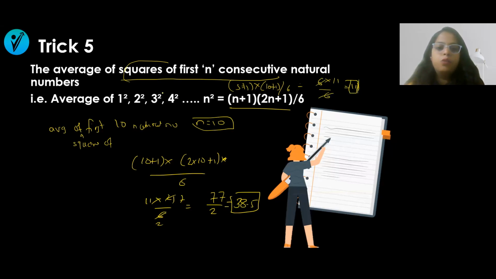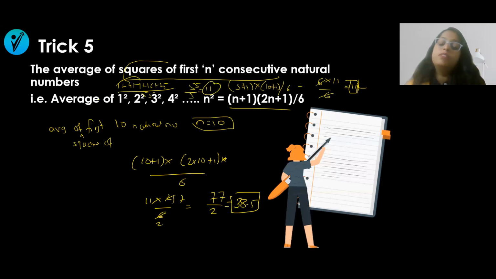Is it? Like suppose 1 square is 1, 2 square is 4, 3 square is 9, 4 square is 16, 5 square is 25, whole divided by 5. So what will be the sum? 9 plus 1, 10. 10 plus 20 is 30. 30 plus 55. 55 by 5 will be 11. So you can cross check like this.